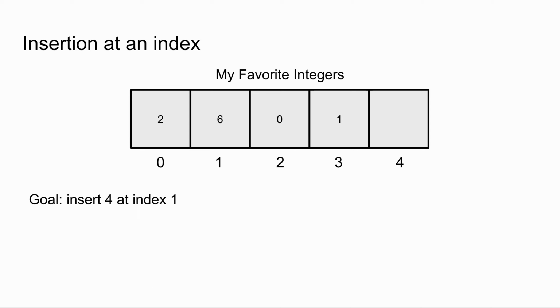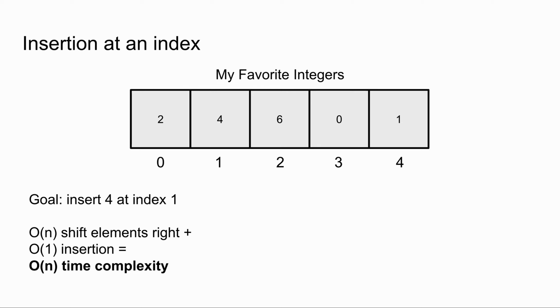Next, let's talk about insertion at a specific index. Our goal here is to insert the number 4 at index 1 in the array. However, we can see that index 1 is currently occupied by another number, which means we will first have to shift all of the elements from index 1 onwards one space to the right, like so. Now that the spot at index 1 is empty, we can insert the number 4. Then, it takes O(n) time to shift the array elements, and O(1) time to insert once the index is freed. So overall, insertion at an index has O(n) time complexity.